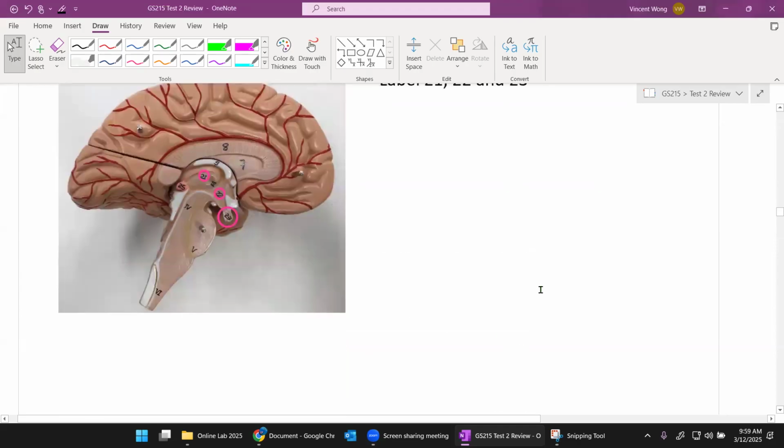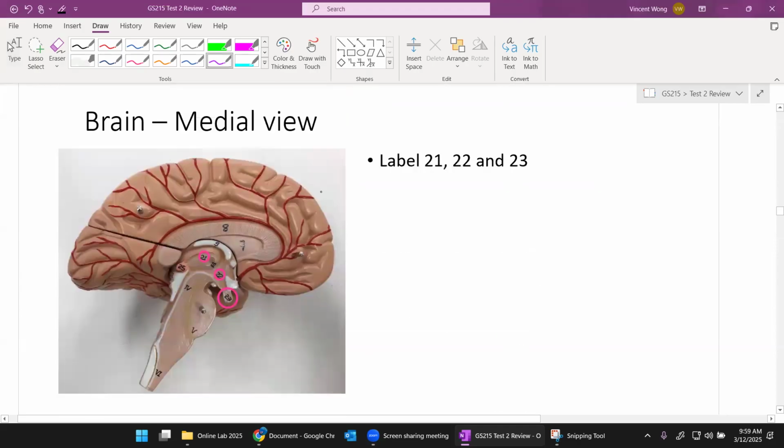Do I have another slide coming? Yeah, I probably do. Okay, over here, 21. This is the third ventricle, right? Or like thalamus. And then third ventricle in front.